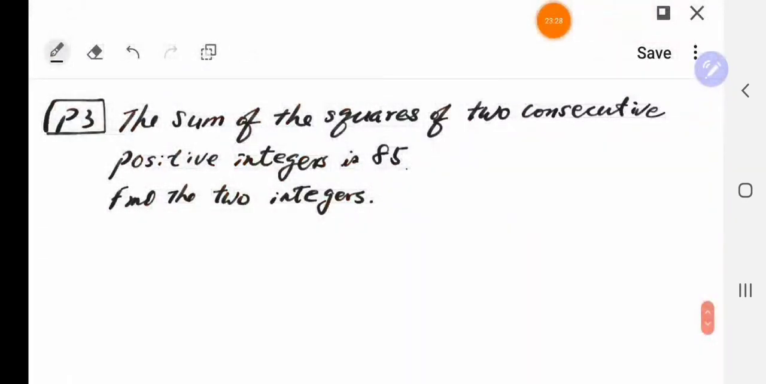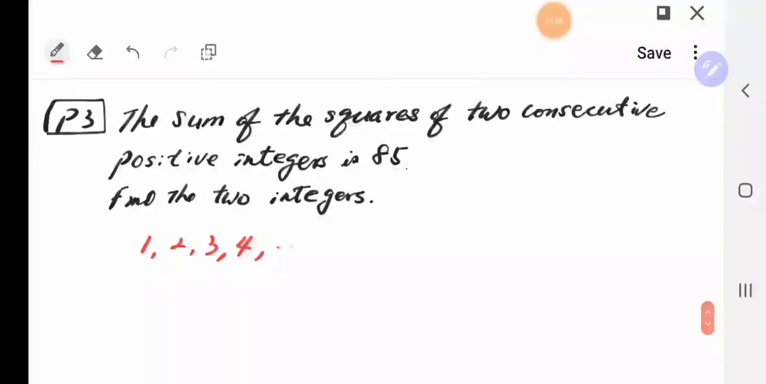Okay, this is problem number 3. This is pretty much similar to the previous example. Okay, the sum of the squares of two consecutive positive integers. Okay, now there are two integers which are positive integers. This is not odd integers or even integers. So if you see this, two consecutive integers are 1, 2, 3. They are consecutive positive integers.